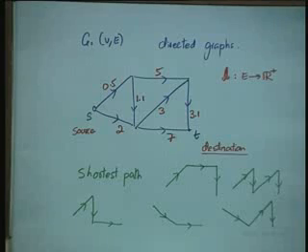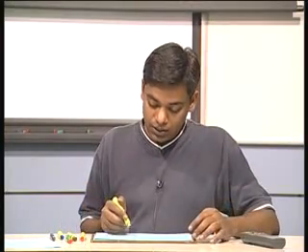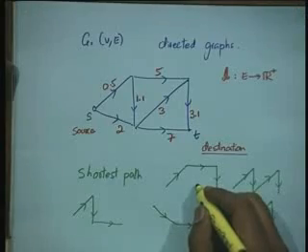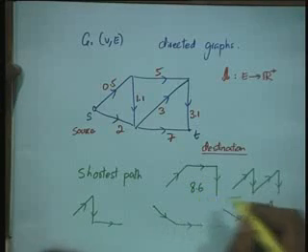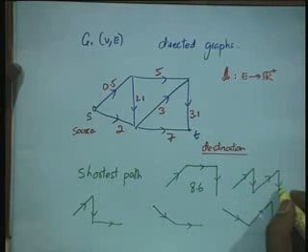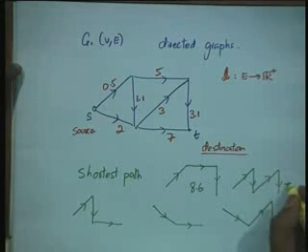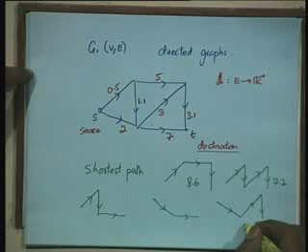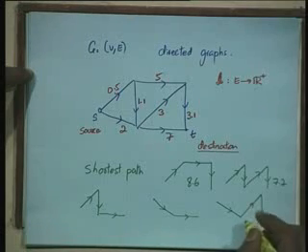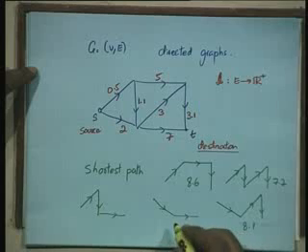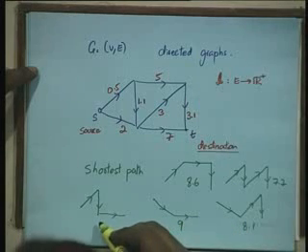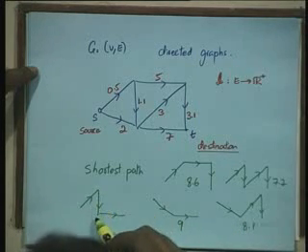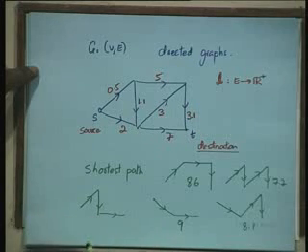So, it is a simple problem to compute the length of each path and take the minimum. So, what is the length of this path? 8.6. Length of this? 7.7. What is the length of this? 2, 3, 5, 8.1. This is 9. This is 8.6.